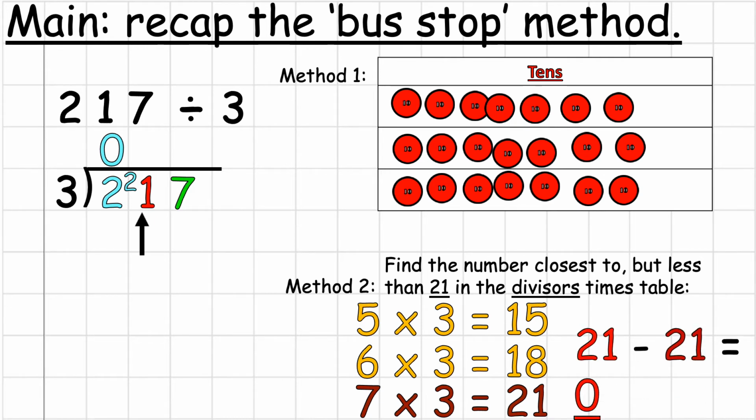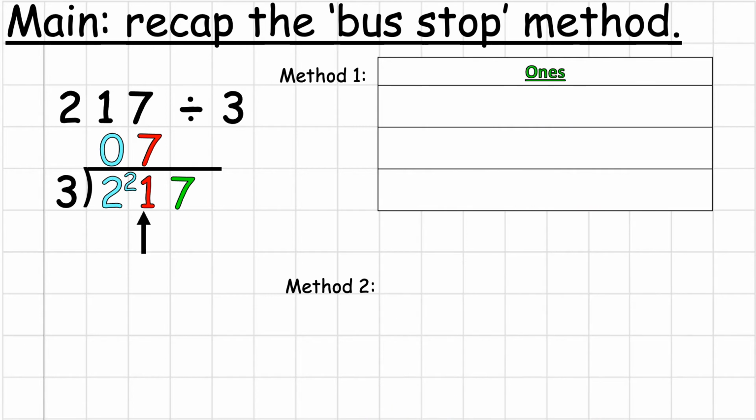How many is left over? Well, of course, 21 take away 21 is 0, so there's nothing left over. So there's 7 3s in 21. And now finally, we're going to move on to our ones column.